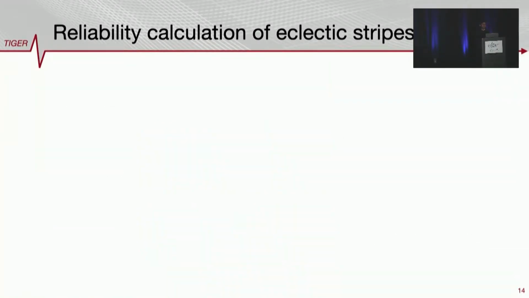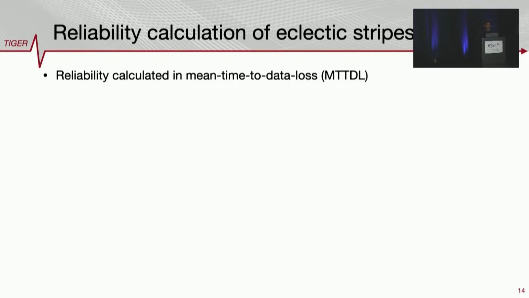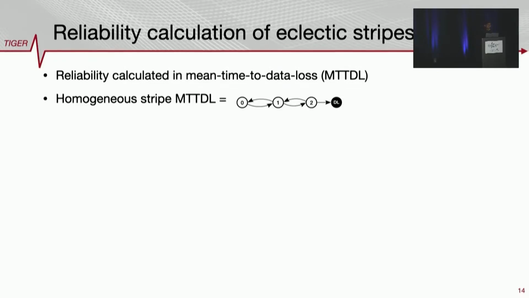So let us look at how the reliability is calculated for eclectic stripes. We use the commonly used mean time to data loss to calculate the reliability. In the conventional setting, we would have a Markov chain that looks something like this, where the states represent the number of simultaneously failed chunks in a stripe, and DL is the state where you have permanent data loss. And this is how you would solve this Markov chain to get the time it takes to go from 0 to DL, which is MTTDL.